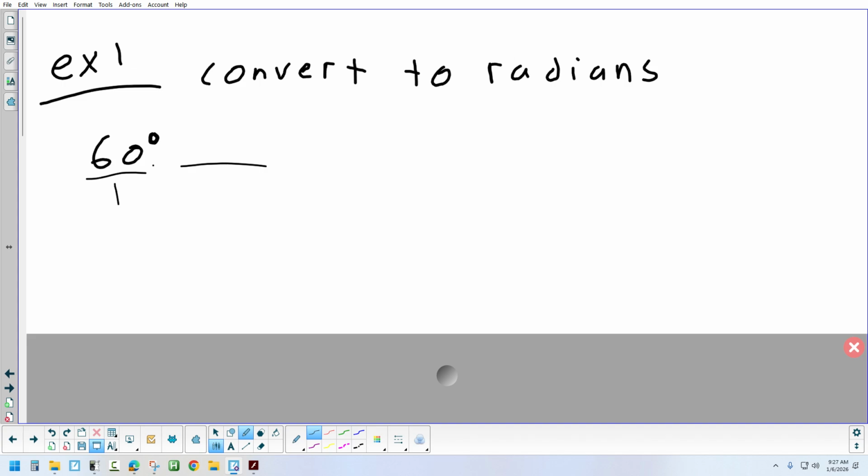It's in the top. We want to multiply by something that's going to make this degree symbol go away, because we want to end up with radians. Where would the degree symbol have to go in the fraction on the right if it's going to cancel out the degree symbol in the top? It would have to go in the bottom. So the degree symbol has to go in the bottom, which means radian has to go in the top. Now your degree symbol just canceled out.